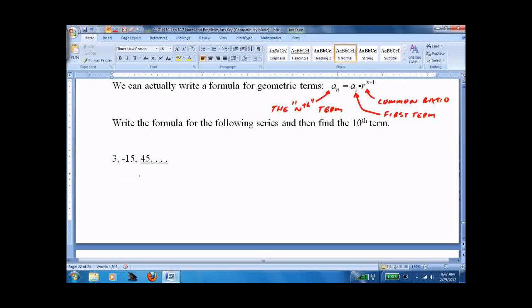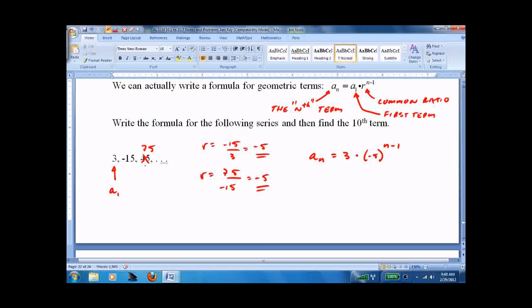So for example, write the formula for this one. Not too hard. Find R first. R is -15 over 3 equals -5. I don't trust myself. I'm going to check the next two terms just to be sure. And sure enough, looks like I found a mistake. This should be 75. So we get 75 over -15 is -5. There's our common ratio. This is our first value. So A sub n, any n value we want, is equal to 3 times -5 to the n minus 1.